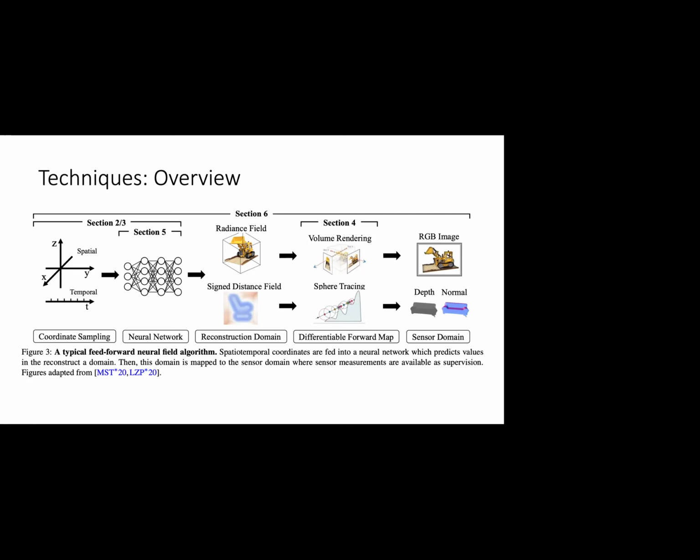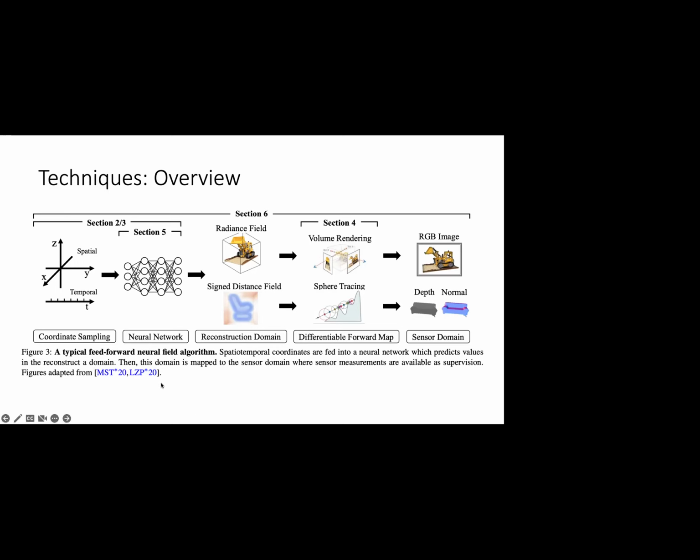Yeah, so this is an example of a feed-forward neural network algorithm. There are actually two. The one on the top is NeRF, and the one on the bottom I'm not familiar with, but I think they're just changing depth and normal images into signed distance fields. So changing the internal representation of the geometry, but I'm not sure.